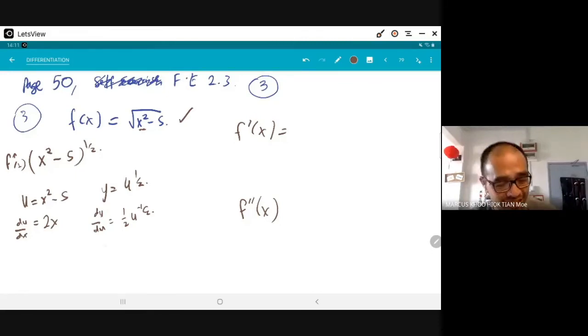Janganlah bagi tahu saya shortcut. Kau ni kan jahat tau. Saya kena buat banyak kerja untuk kamu. Tell me what to write.